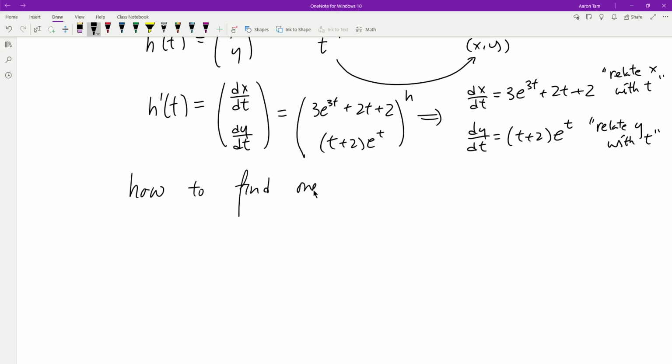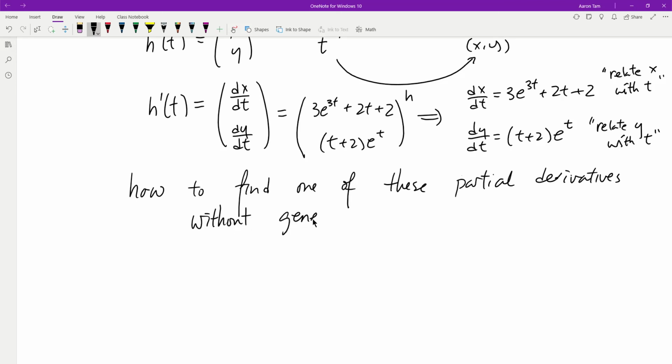find one of these derivatives, which eventually become partial derivatives because we could have multiple independent variables. So I'm going to go ahead and state that, even though in this particular example it's not a partial derivative. How to find one of these partial derivatives without generating the entire derivative matrix. That's what we're trying to figure out.